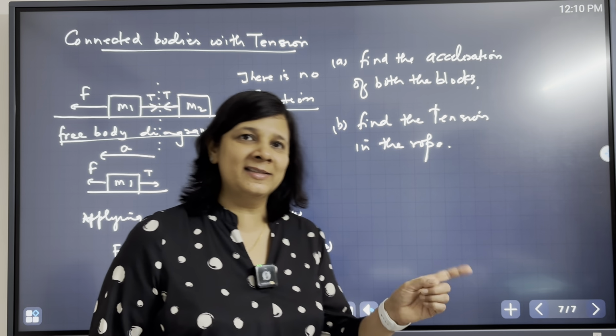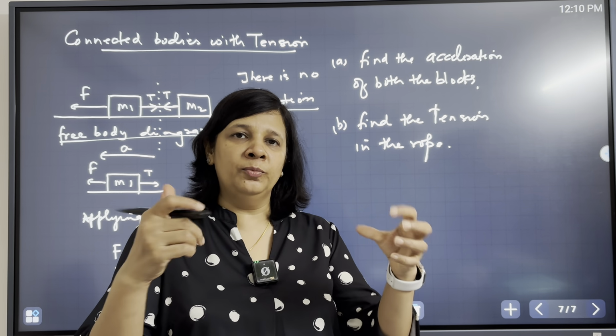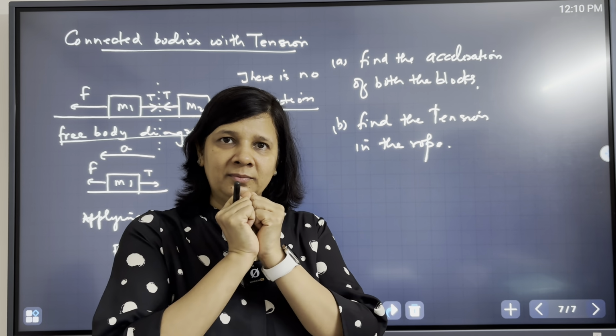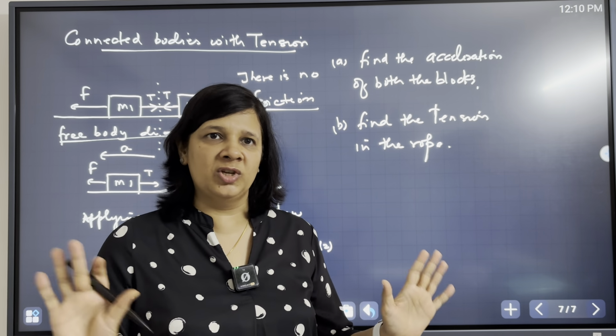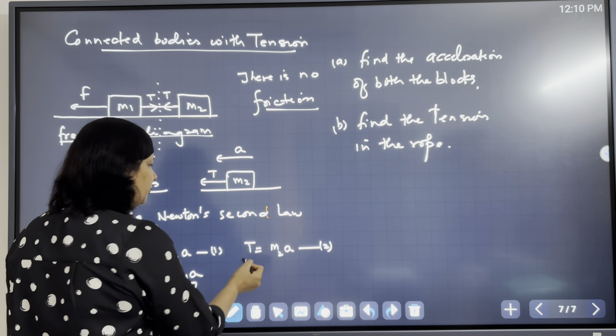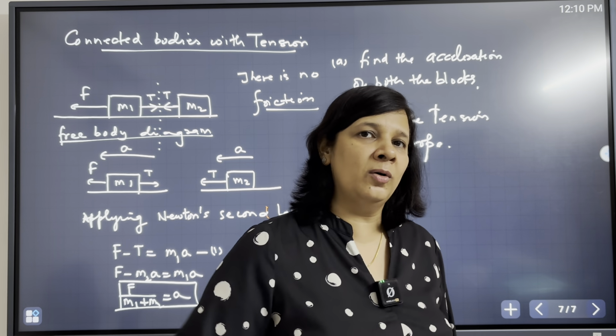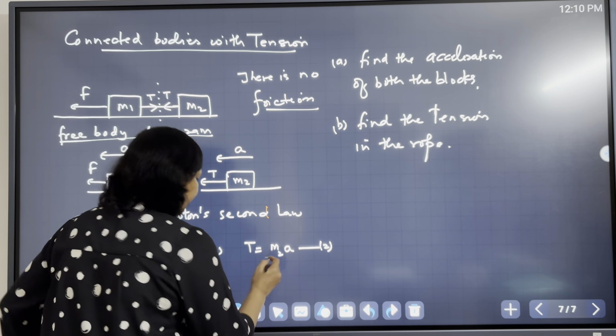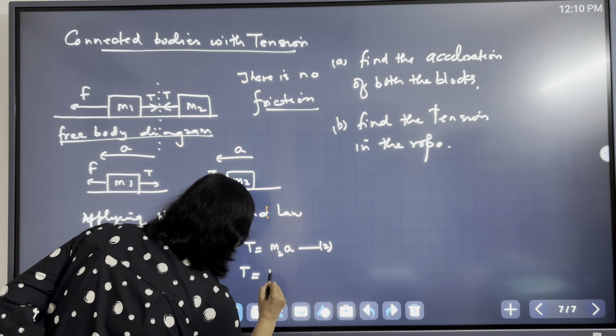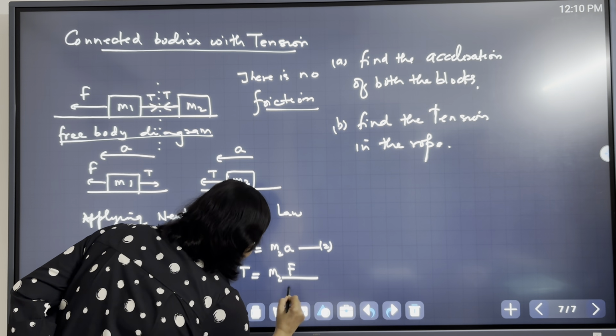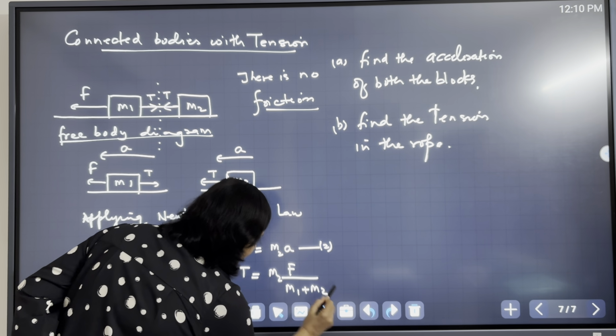This is exactly similar if instead of the rope, the two blocks are kept together. Okay, it's the same case. There is no change in that. And in order to find the tension, the only difference is that because there is a rope, we are calling that force tension. Now this tension T will be equal to M2 F over M1 plus M2.